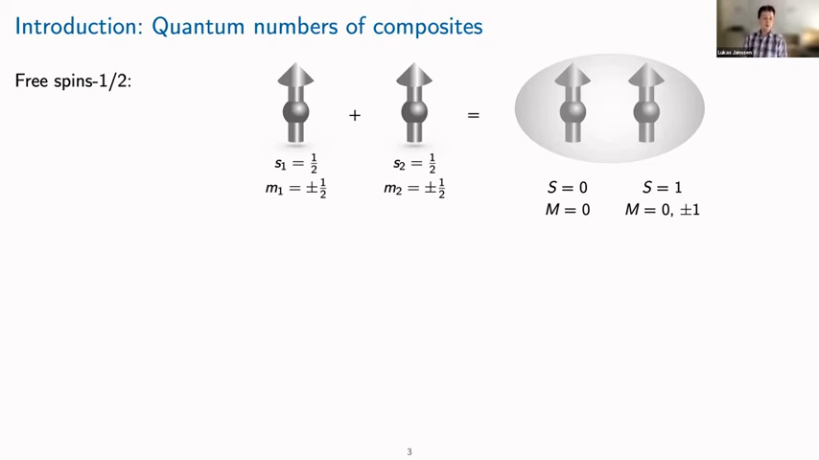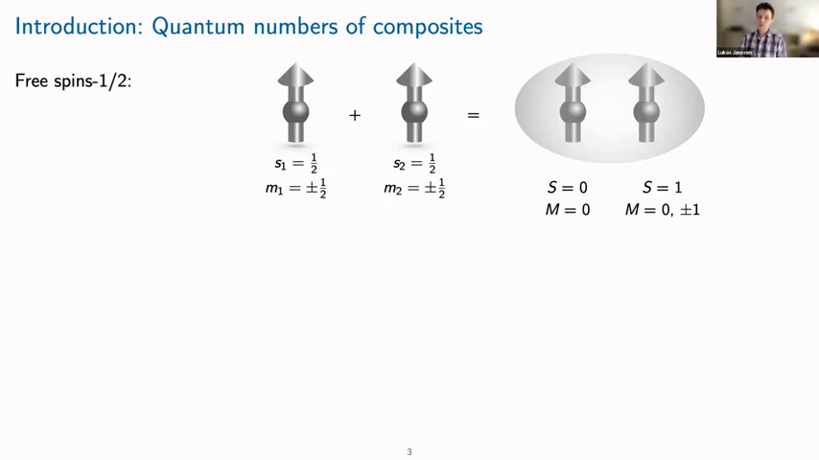Of course, we all know that there are just two possibilities. This composite can be arranged in either a spin 0 singlet or a spin 1 triplet. In any of these cases, however, the composite will always have an integer spin. And in any case, any such composite will have integer spin, and that actually also remains true if we consider an arbitrary even number of such spins 1/2.